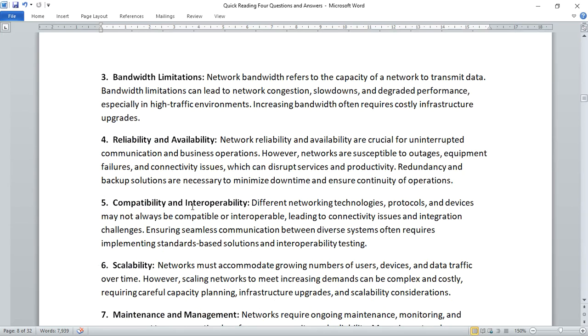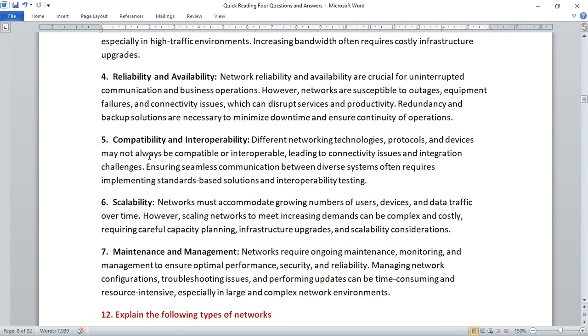Then we have bandwidth limitations. Network bandwidth refers to the capacity of a network to transmit data. Bandwidth limitations can lead to network congestion, slowdowns, etc. So when bandwidth is slow, then you may not get what you want. You hear people saying it's hanging. Then we have reliability and availability. Sometimes network may not be available. You hear your friend saying today there is no network, so that is a limitation.